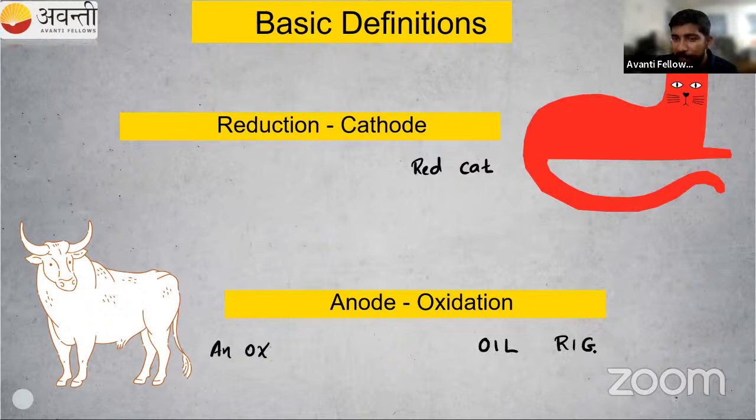Oxidation is loss of electrons. Reduction is gain of electrons. I can call it OIL RIG. Oxidation is loss of electrons, reduction is gain of electrons, right? So you have to remember red cat, reduction at cathode, oxidation at anode, an ox and red cat, and oxidation is loss of electrons, reduction is gain of electrons. So those are the basic definitions.